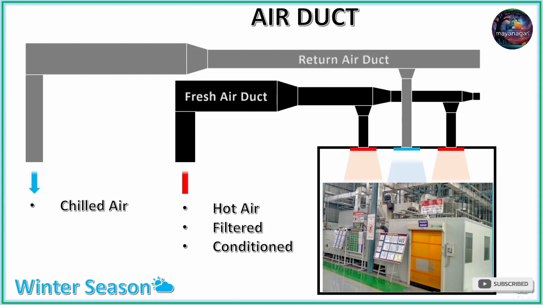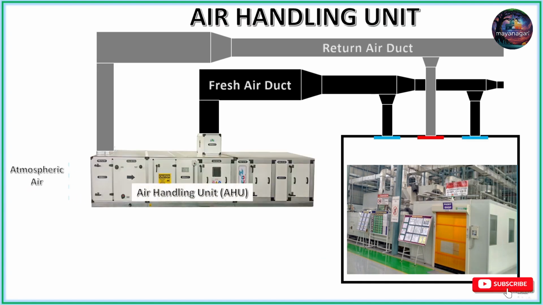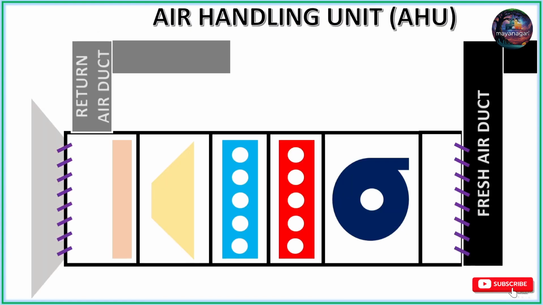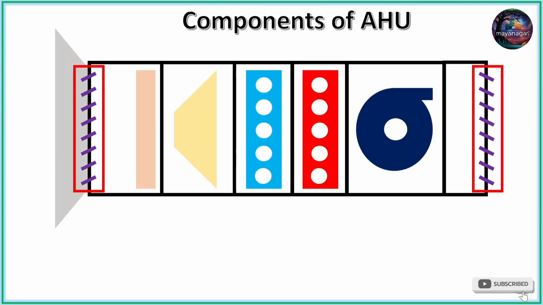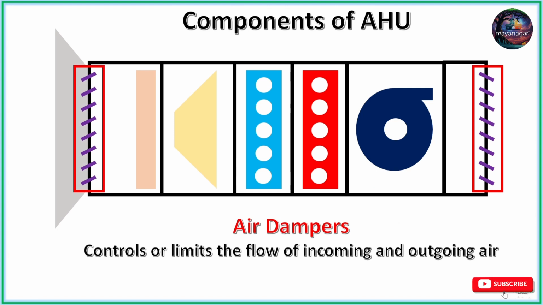So, where is this hot and cold air produced? They are produced in a unit called Air Handling Unit or AHU. An air handling unit is the heart of a HVAC system. An air handling unit is a collection of several components working together to produce the ambient air. Air dampers are the parts that control or limit the air flow and are located at both the entry and exit of air into the AHU.